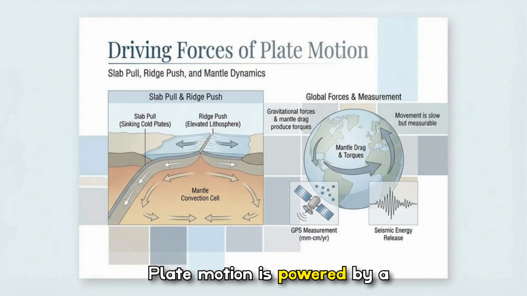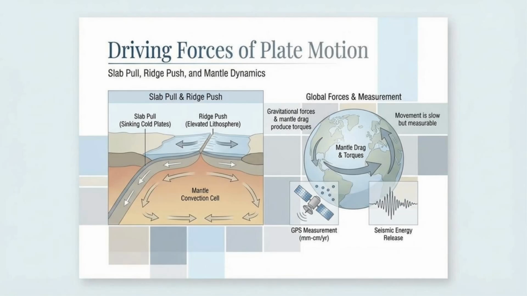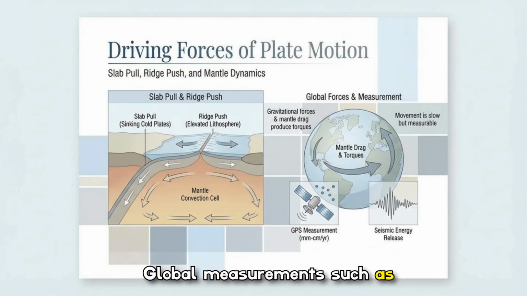Plate motion is powered by a combination of slab pull, ridge push, and mantle dynamics, with convection cells in the mantle transmitting forces upward. Global measurements such as GPS and seismic energy release let us quantify these slow but measurable motions and reveal how gravitational forces and mantle drag produce torques that shape plate trajectories over time.